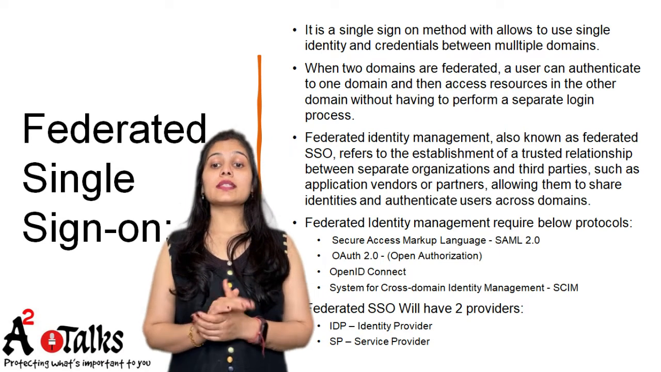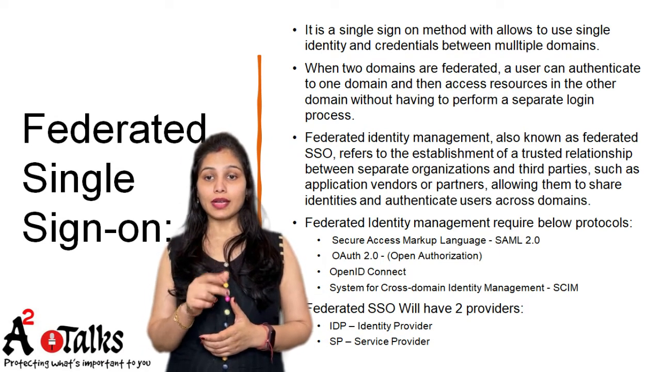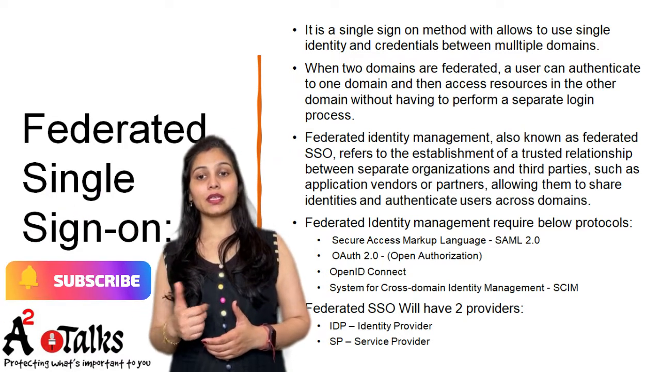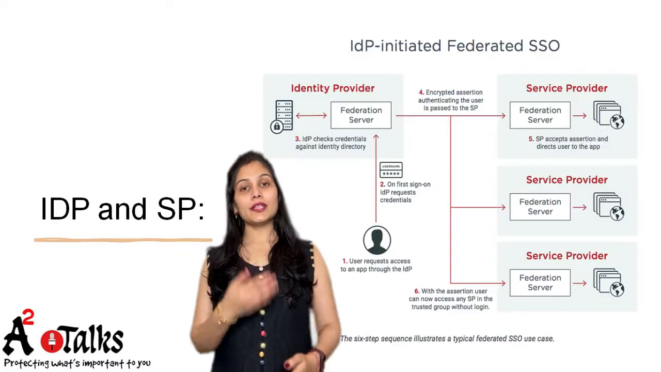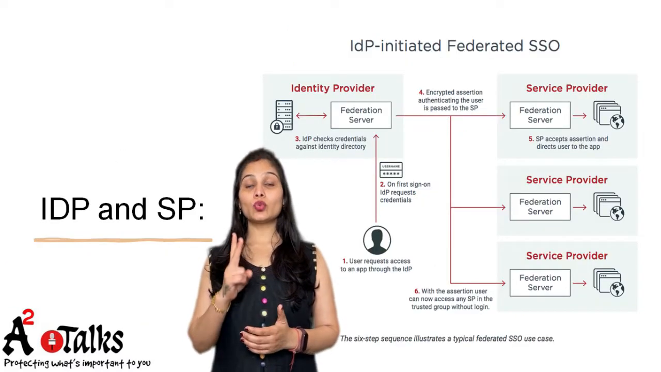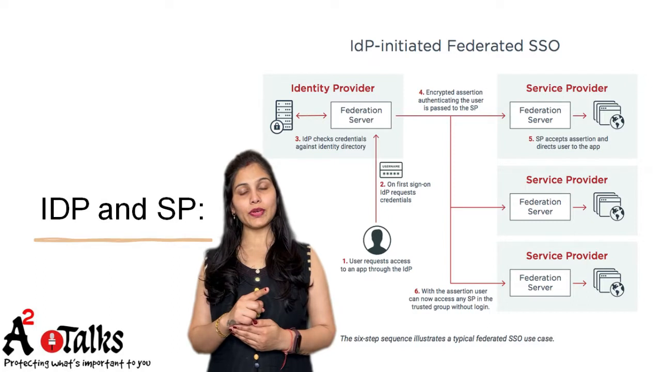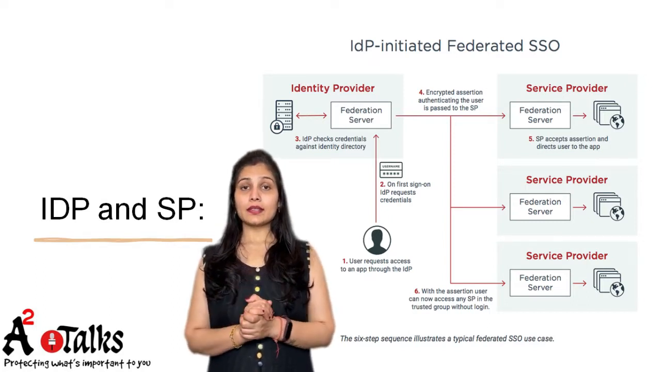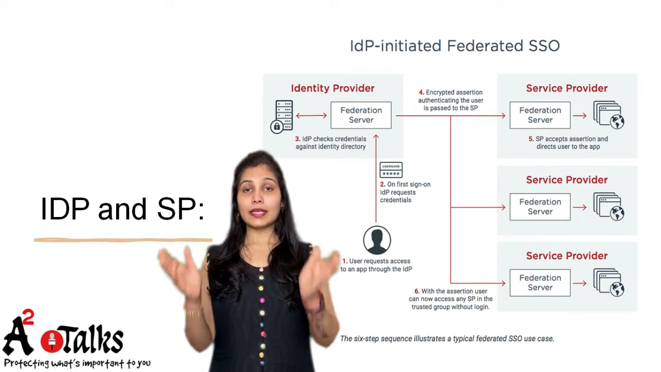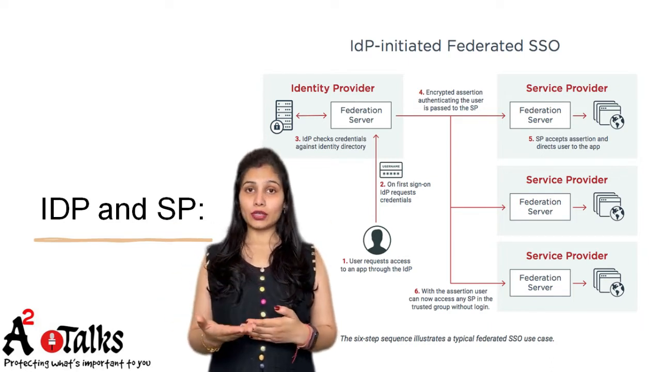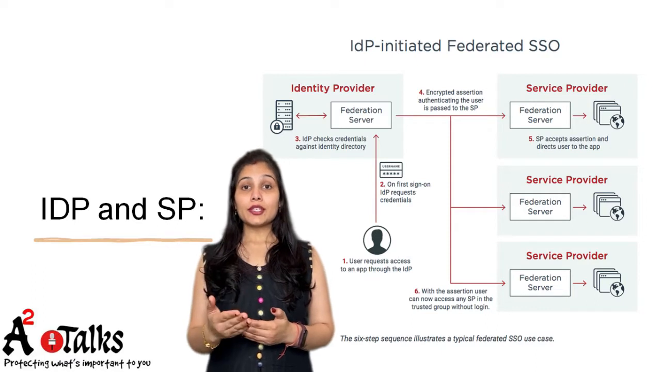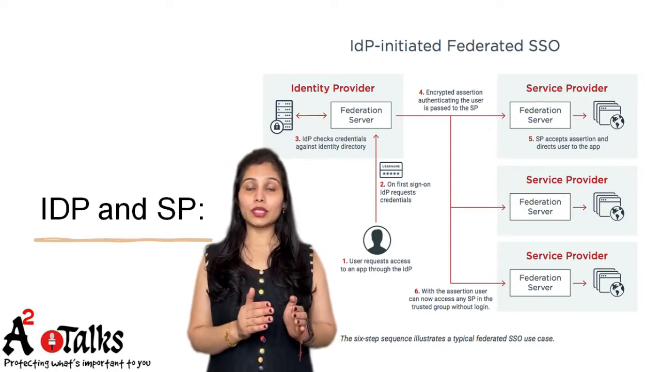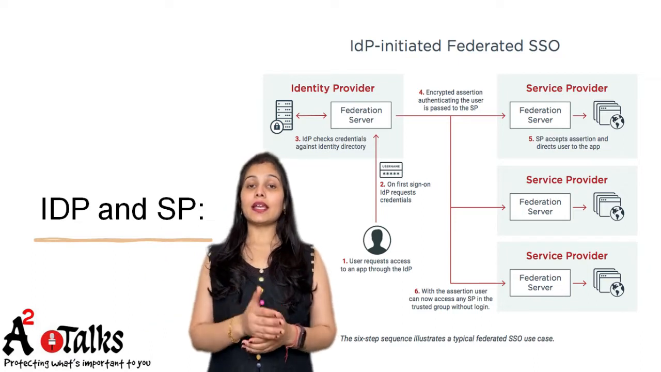Normally, federated SSO has two providers: the IDP, that means identity provider, and second is the SP, service provider. As you see in the slide, there are two providers. First is the identity provider and second is the service provider. If a user wants some access or to create a session, first they should authenticate. Then the identity provider tells the service provider, I know this authenticated user, you can give access and create one session.